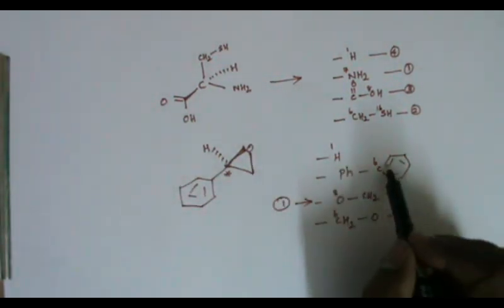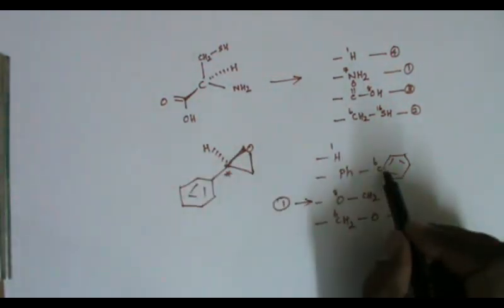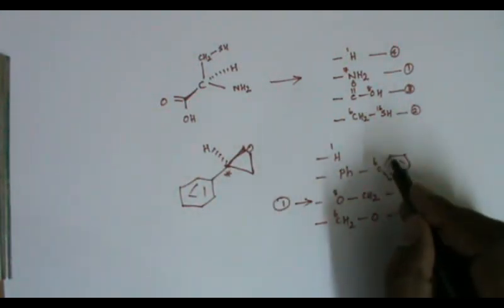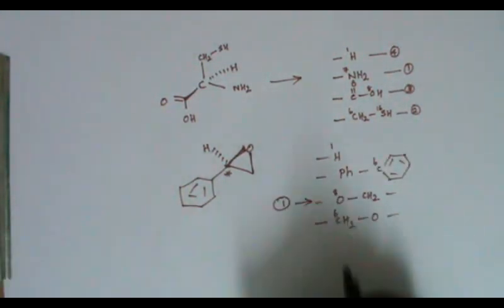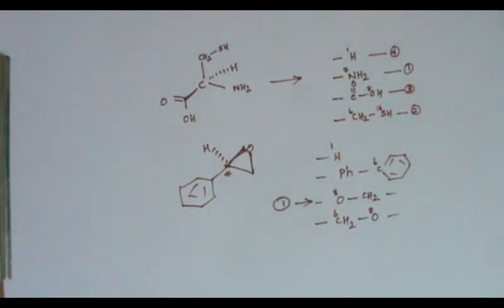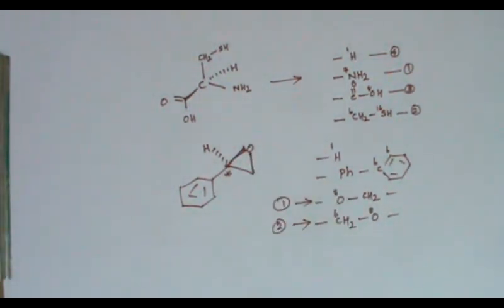Now I compare this phenyl ring and this CH2O. Here carbon, here also carbon. So I go for the next atom. That is carbon here, but in this case it is oxygen, the atomic number is 8. But here it is only 6. So this should get the second highest priority.